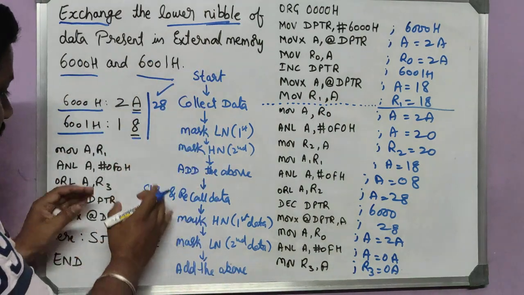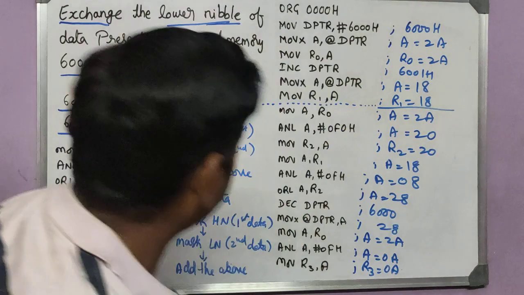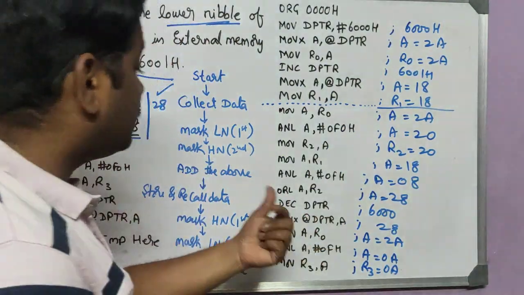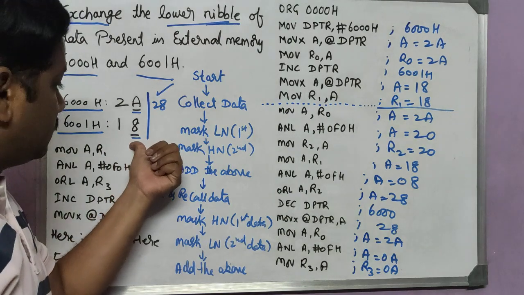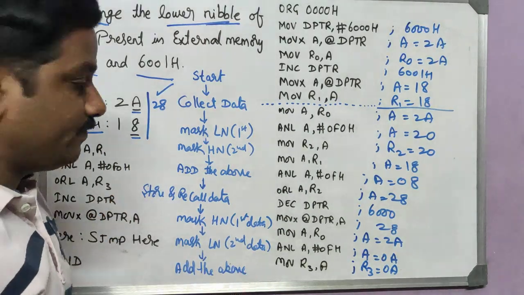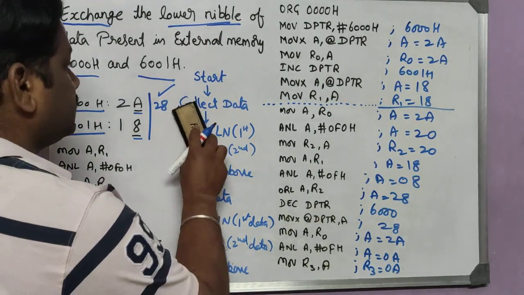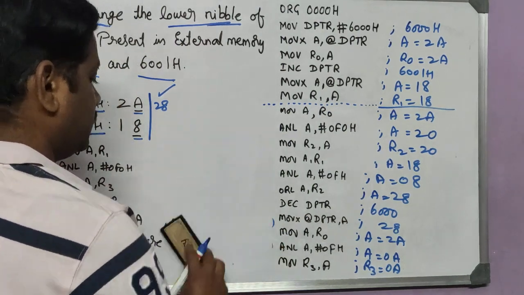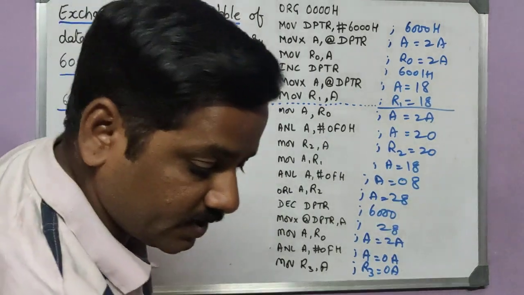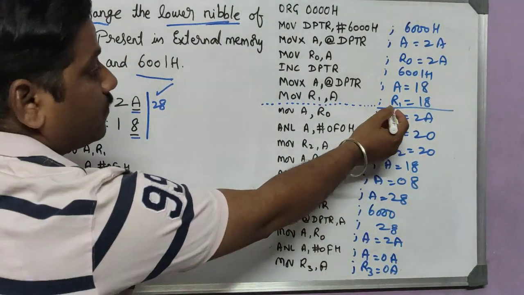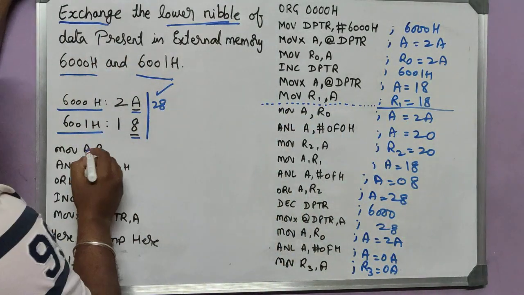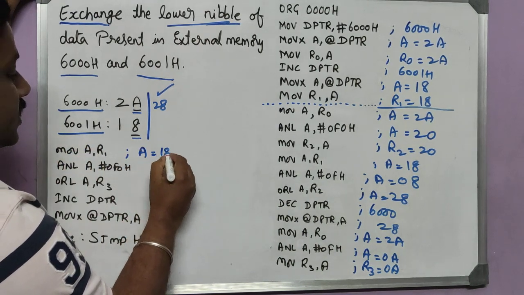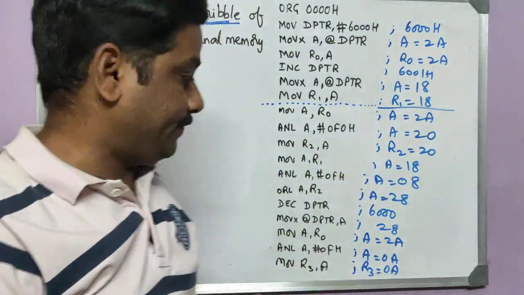Okay. Now I will erase this and I will explain the further process. Now what I need to do? I have taken this A into R3. Now I should get back the second data into accumulator and mask the lower nibble of it. Right. So let me erase this so that it will be clear for you. Okay. Now how to get the second data? Second data, where do we have? We have it in R1. So I will write this, MOV A, R1. So here accumulator will have second data 18.